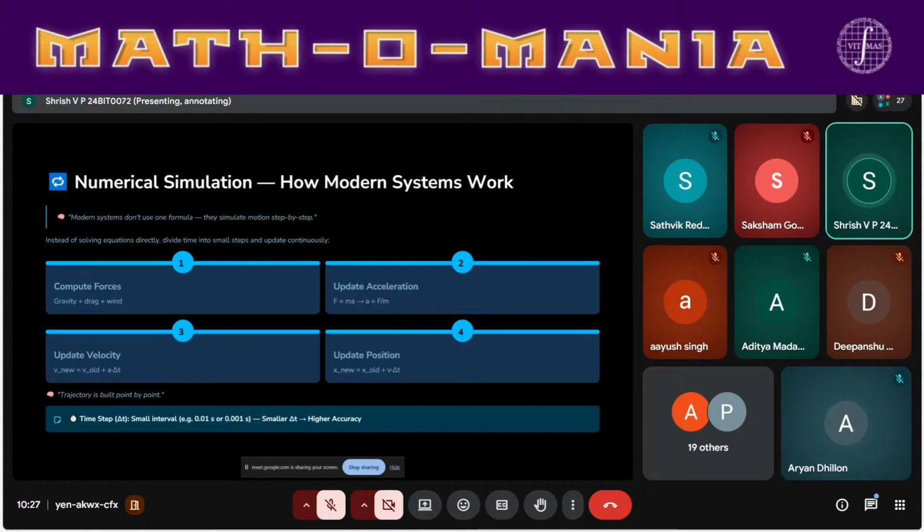This process is repeated again and again, thousands of times per second, for each time step that is very small, like 0.001 seconds. So per second, all these four operations will be repeated thousands of times. Okay. So instead of jumping directly to the final answer, the system builds the trajectory point by point. Now here's something important. The smaller the time step, the more accurate the simulation.